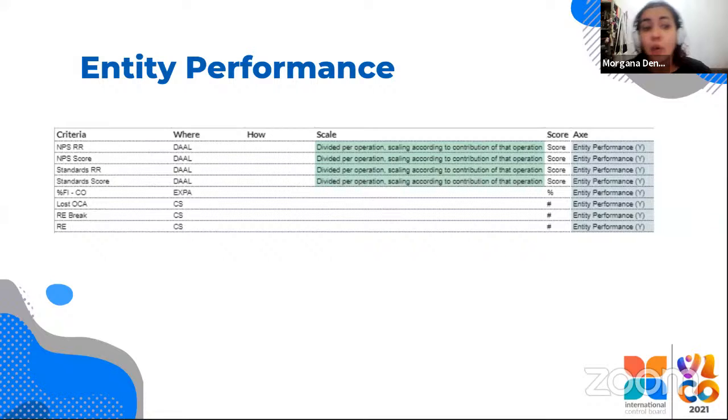So what did we do? We changed the NPS and the standards response rate and score to be divided per operation and scaled according to the contribution of each operation. So for example, if I have 99 exchanges of IGV and 1 exchange of OGV, then 99% of my score is going to be scaled according to the IGV grade and 1% according to the OGV grade. So you're going to have the grade based on the exchange that you run most. So this is more balanced and you can identify where the problem is.